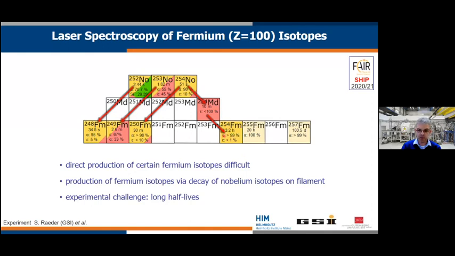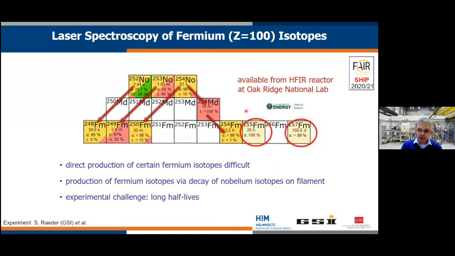Of course, this has a very long half-life of like 3 hours. So we had to develop a new detector system to measure this really because of this long half-life. So this is not easy, but as I will show you in a moment, it can be done.